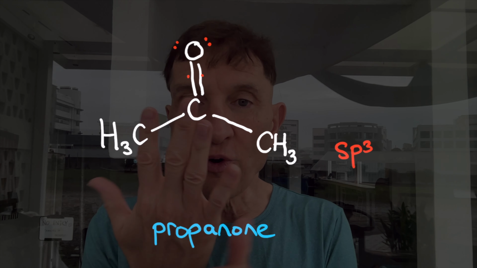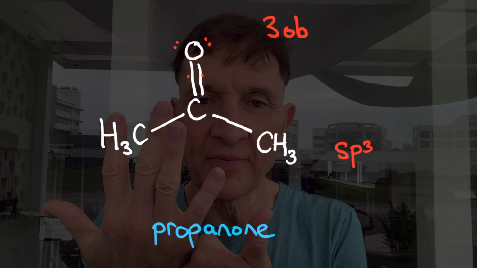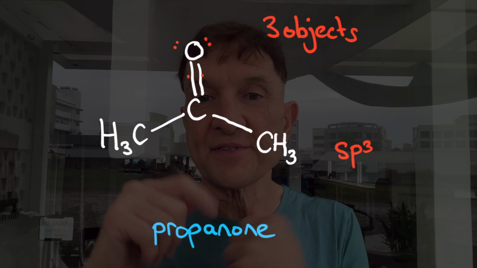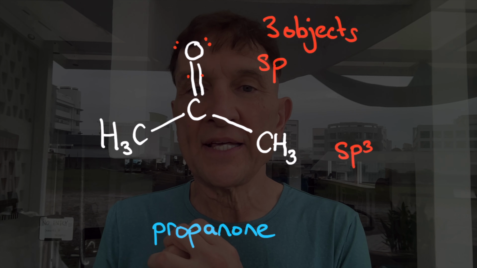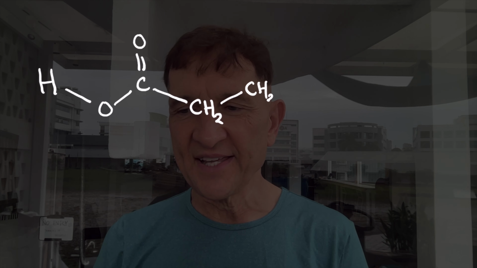It's got four remaining, because remember, oxygen has six total. So that's two lone pairs and a carbon, three groups surrounding it. That's sp2 hybridized, trigonal flat. Let's go on to a more interesting molecule. How about this one here?